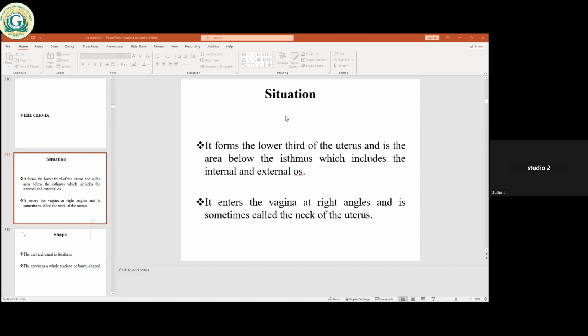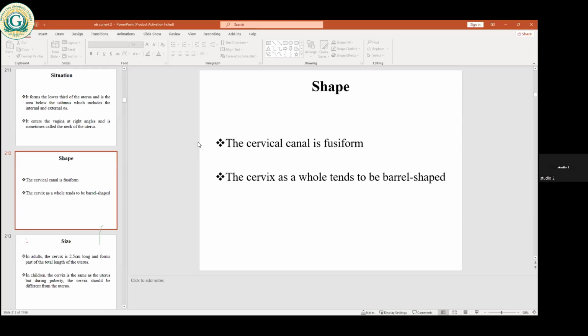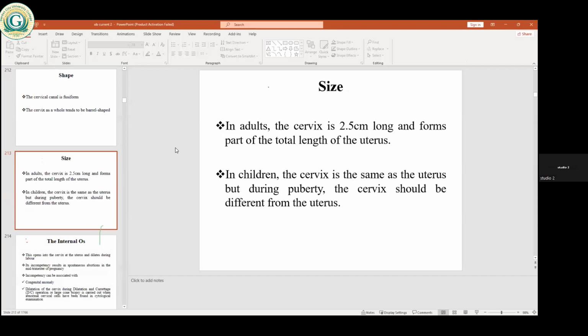So we have the cervical canal. You know, we have the canal between the internal os and the external os. And the cervix as a whole tends to be barrel shaped. In an adult, that cervix is 2.5 centimeters long, and it forms part of the total length of the uterus. So if you know the total length of the uterus, subtract it from the total length. What is left will be the upper part of the uterus, the cervix. In children, the cervix is the same as the uterus.